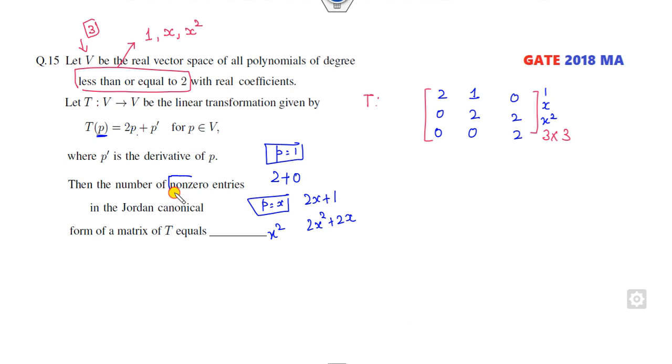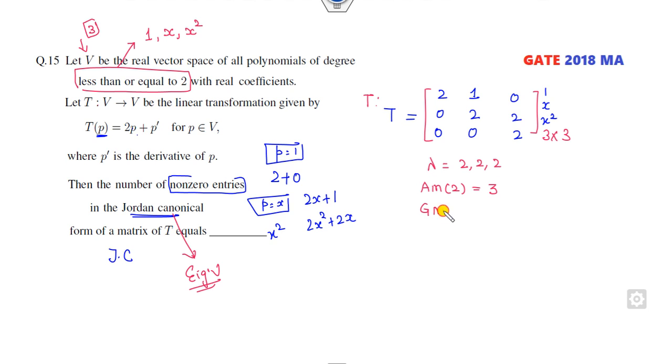Then the number of the non-zero entries of the Jordan canonical form of the matrix T. So you have to find the Jordan form. How can you find the Jordan form? You have to find the eigenvalues. That's very simple. What is the eigenvalue of this? 2, 2 and 2. So the algebraic multiplicity of 2 is my 3.